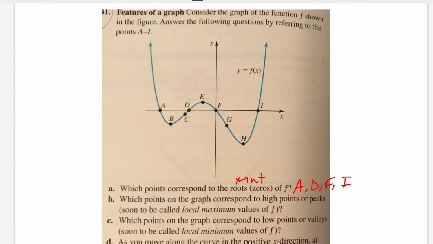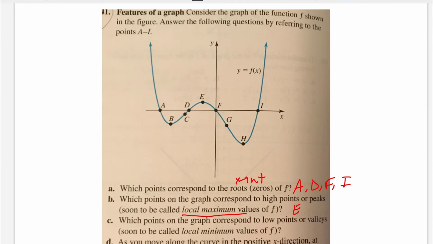All right, which points on the graph correspond to high points or peaks, and we will actually be calling them maximums. Yes, there's only one. Good for you. It's at E, right? Because here my graph peaks up, but this goes on forever. That doesn't peak. The only peak or hill or maximum I have is right here at E. Good. This is vocabulary that I just expect us to know moving forward.